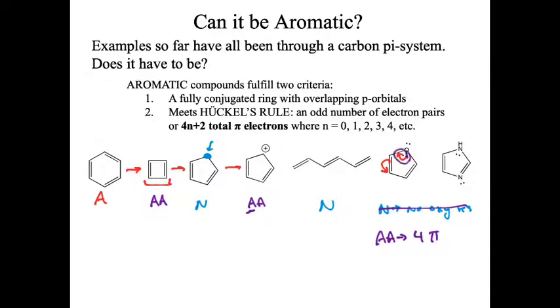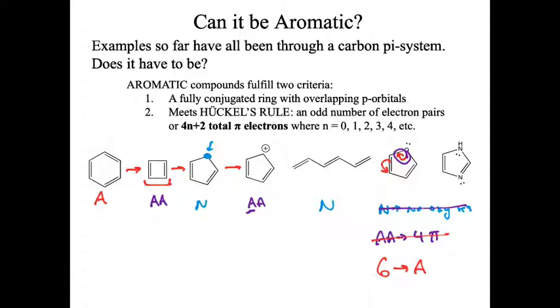What did you move right there? A non-bonding pair. Where did it end up? In a pi bond, which means that non-bonding pair of electrons moved into a pi bond, making it pi electrons, which means how many electrons are in that pi system? There are actually 6 pi electrons in that. This one is aromatic.